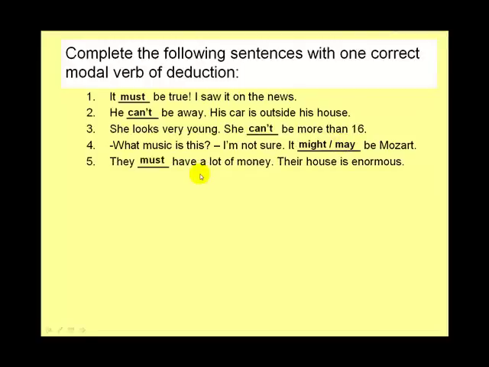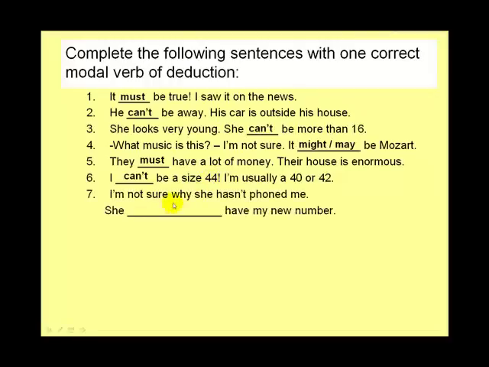They must have a lot of money because there's evidence their house is enormous. I can't be a size 44. I'm usually a 40 or a 42, so I can't. It's impossible that I am a 44. This is a situation where maybe you are trying some trousers on. I'm not sure why she hasn't phoned me. She might not have my new number, so it's a possibility.